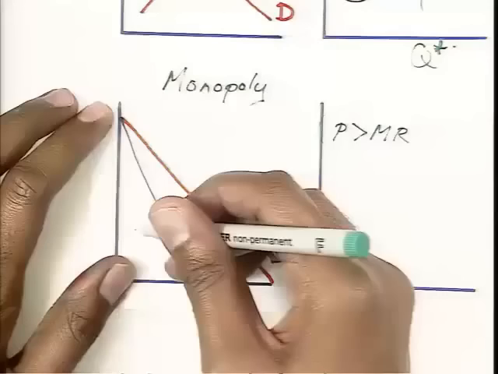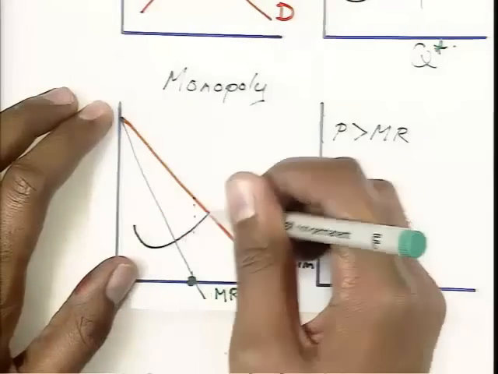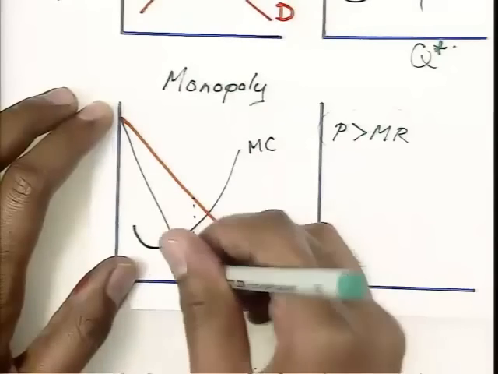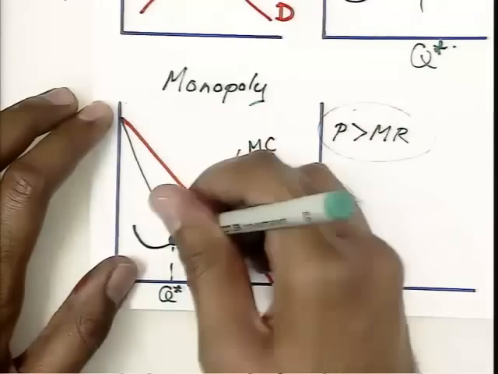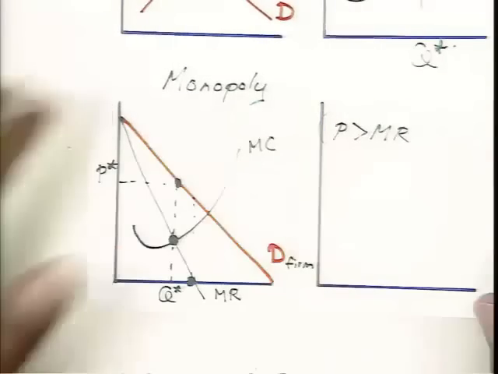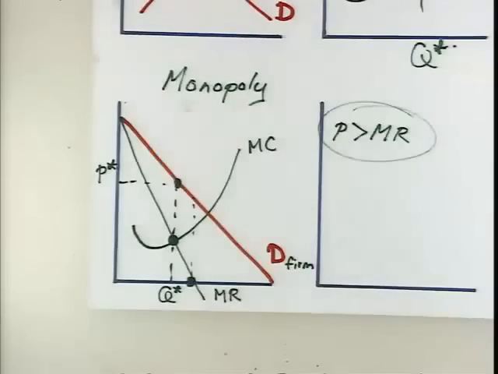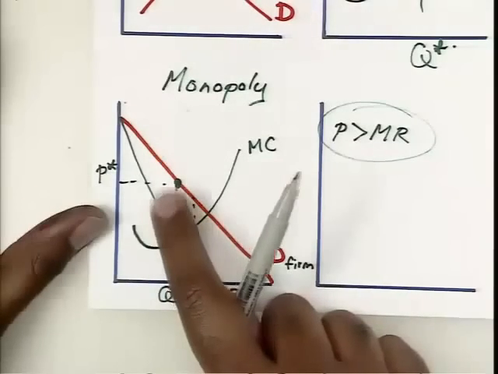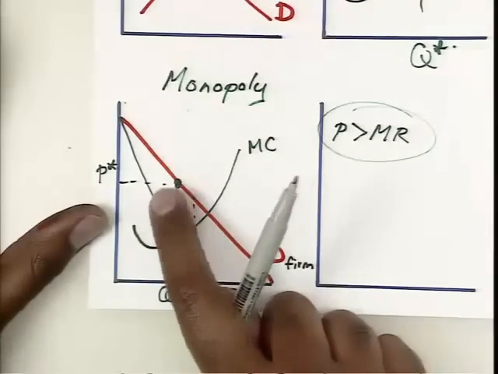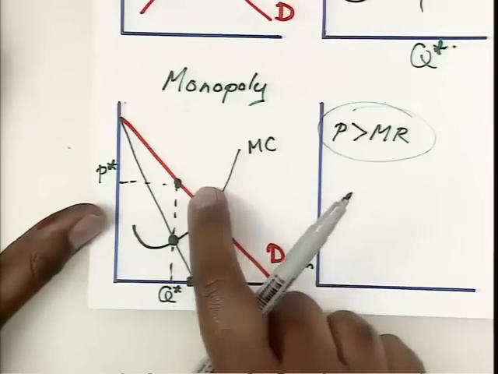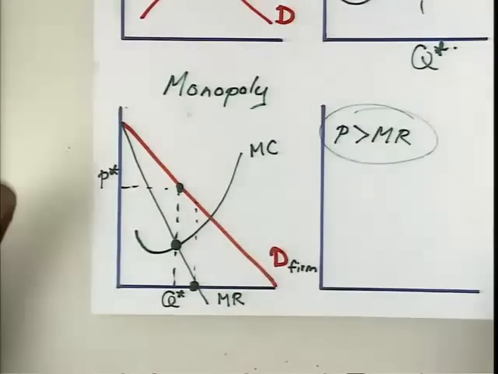Same profit maximizing rule, MR equals MC, tells the firm how much to produce. You look at the demand curve to decide what price to charge. That is strictly a monopoly. That's the extra handout we gave you with last week's notes for monopoly. Please do the reading of that extra handout.